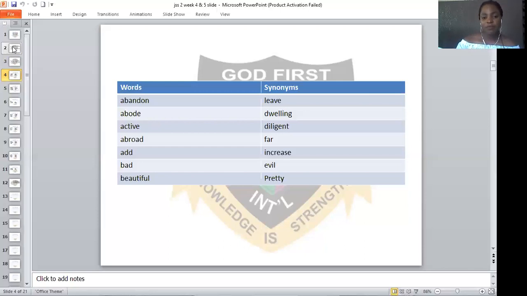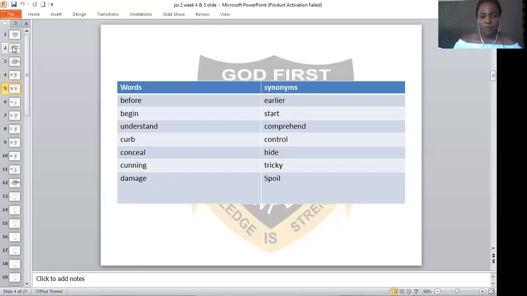Another word is abroad. The synonym for abroad is far. Also add. The synonym for add is increase. We have bad. The synonym for bad is evil. Beautiful. The synonym for this word is pretty. Moving on. Before. The synonym for before is earlier, like an event has taken place before, earlier. Begin. The synonym for begin is start. To start.